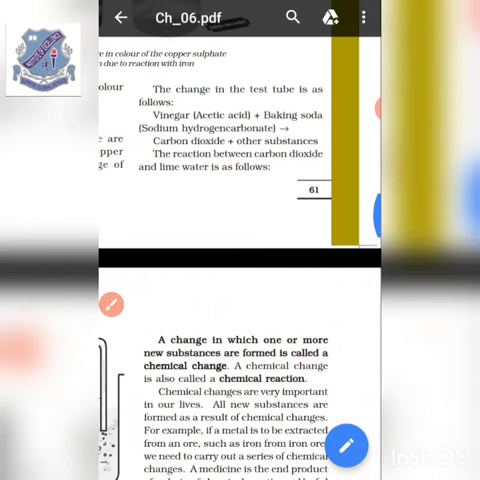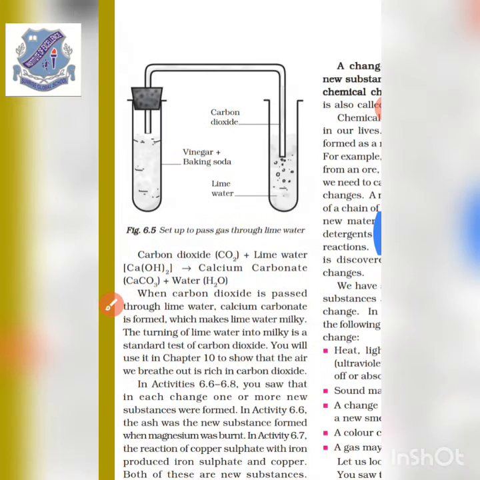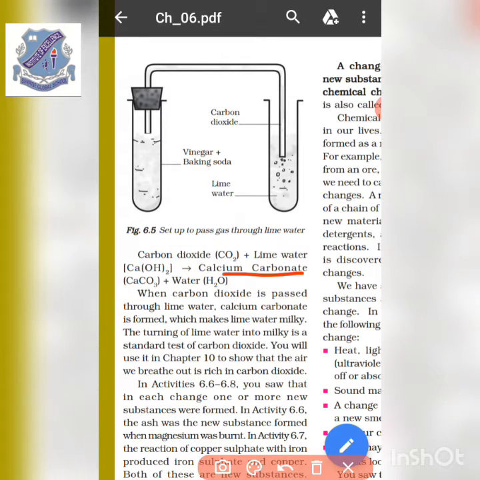When you observe this activity, you will see the change in the test tube as follows. There was vinegar, which is acetic acid, and you added baking soda, which is sodium hydrogen carbonate. What it gives is carbon dioxide plus other substances. The reaction between carbon dioxide and lime water in the next test tube is as follows: carbon dioxide plus lime water gives calcium carbonate plus water.